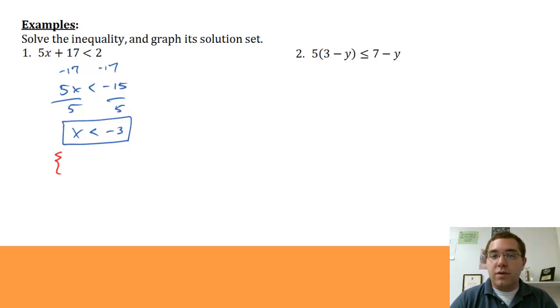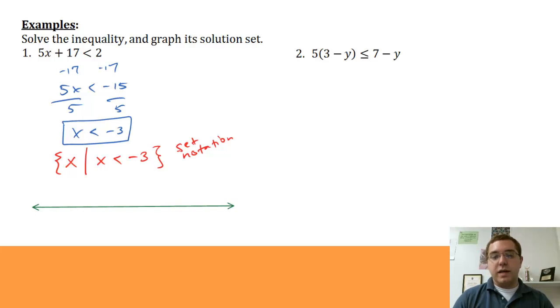Or I can write it in what's called set notation, which uses these braces. And it says, I'll take the set of all x's, such that, the vertical line means such that, x is less than negative 3. And I close the braces. That's called set notation, and you'll begin to see that a lot in this class and in future math classes to represent answers to problems. So that's two ways we can write our answer. We can also write it as a graph.